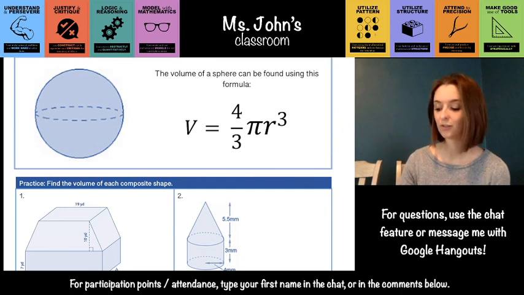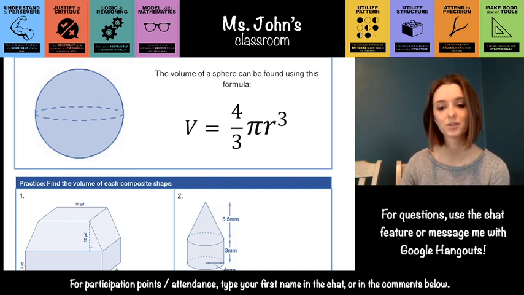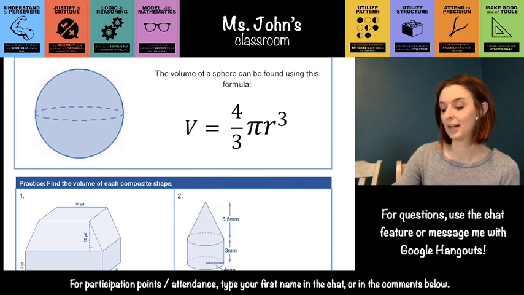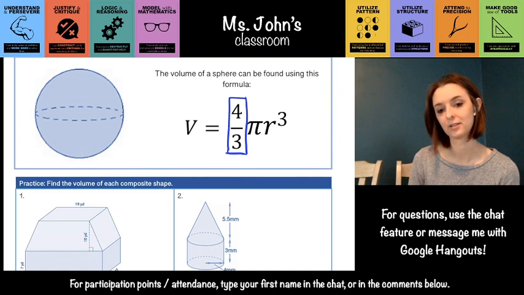The volume of a sphere formula is 4/3 pi r cubed. The thing I mostly see when people mess up this formula is they put 3/4 instead of 4/3. Just make sure you get that right. 4/3 is an improper fraction. It's more than 1, 4 divided by 3. Make sure that's correct on your note card.